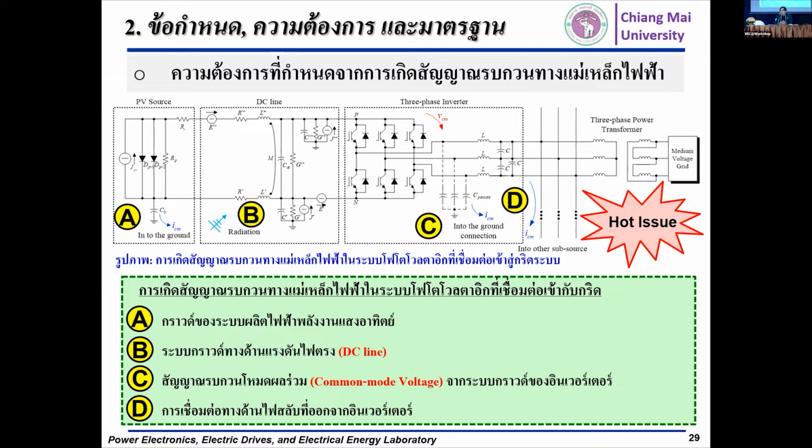The PV is connected into the grid with high frequency. What is the high frequency? Who generates the high frequency? PV or not? No, not PV. The high frequency is generated by the inverter.